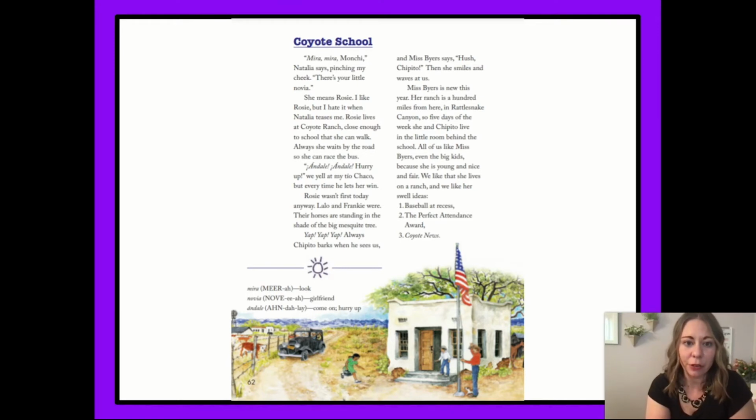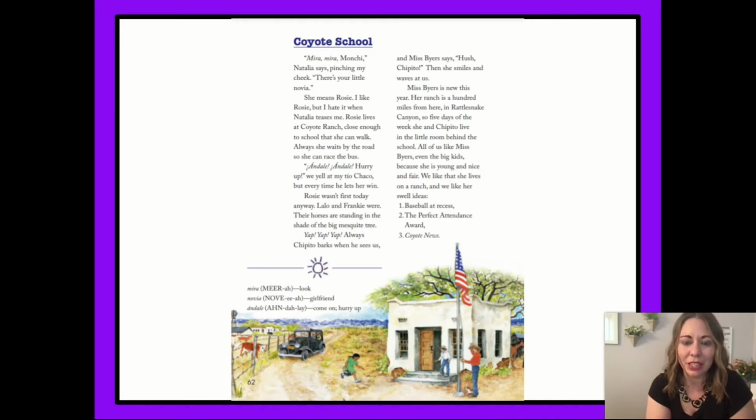Always, she waits by the road so she can race the bus. Andale, andale, hurry up, we yell at my Tío Chaco, but every time he lets her win. Rosie wasn't first today anyway. Lalo and Frankie were. Their horses are standing in the shade of the big mesquite tree. Yap, yap, yap. Always, Chapito barks when he sees us, and Miss Byers says, Hush, Chapito. Then she smiles and waves at us.